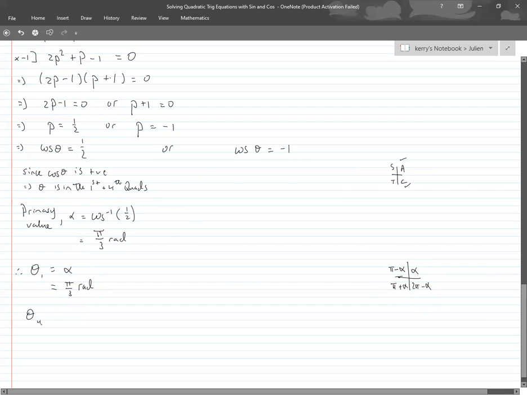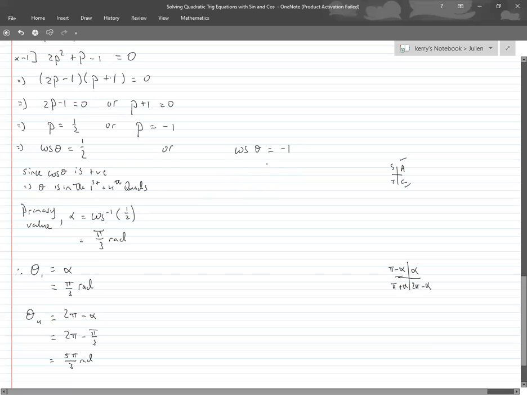And theta 4, our fourth quadrant value, is 2 pi minus alpha. So this will give us 2 pi minus pi on 3. Now 2 pi is the same as 6 pi on 3, so 6 pi on 3 minus 1 pi on 3 is 5 pi on 3 radians. Now again, we're not done yet, because we still have this whole side to go. We have to see if it works, which it will, and then we'll work this out.